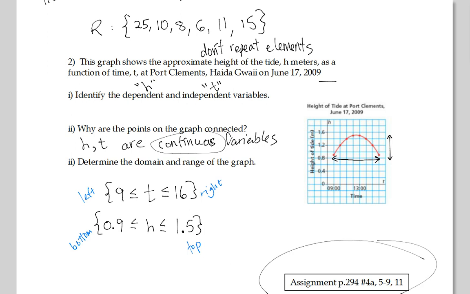And another assignment, plus the take-home quizzes. So I really gave you a lot of work today.